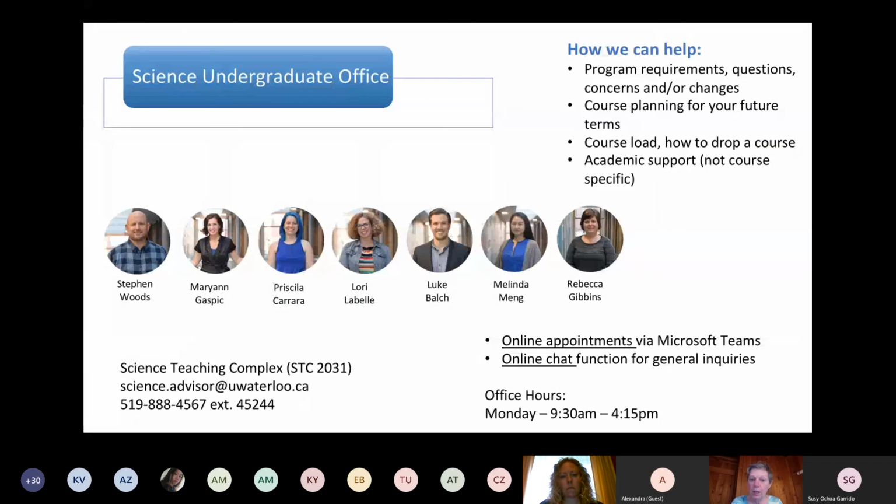As I said, these are the individuals that you may have been in contact with already, but they are members of the Science Undergrad Office. They did the block enrollment and all the course selection and arrangements and scheduling of your classes in first year, apart from your electives. You may have received email from one of these individuals, but they are here for your general planning and dropping and adding course load questions in first year and academic support, but maybe not course specific.